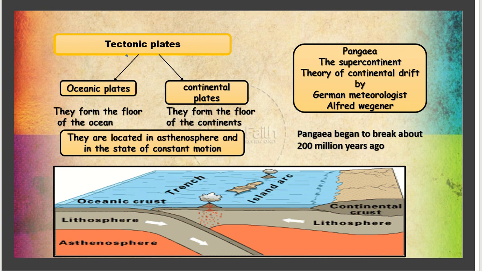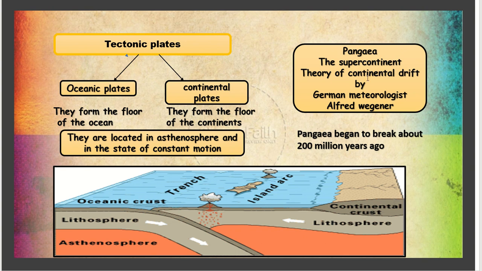Okay, now tectonic plates are of two types, oceanic and continental. Oceanic plates, as given here, are the plates on top and just below the ocean. Continental plates form the floor of continents where we live. They are located in the asthenosphere and are in a state of constant motion.